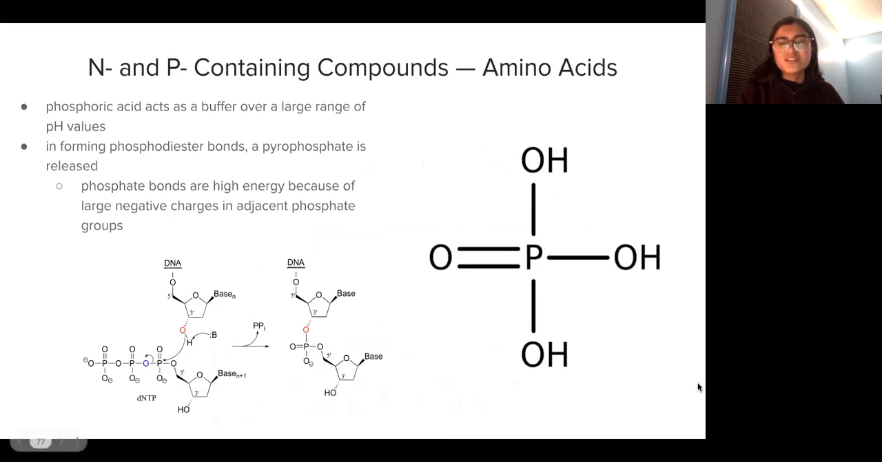All right, and then just a quick note on phosphoric acids. This is the structure. They act as a buffer over a large range of pH values, and in forming phosphodiester bonds in DNA, a pyrophosphate is released, and that mechanism is displayed here as well, and you can take a closer look if you'd like.